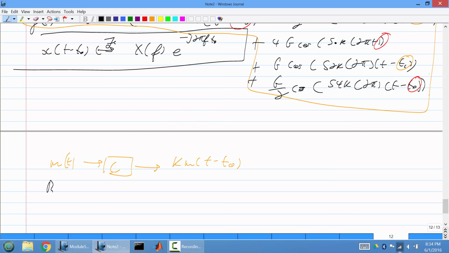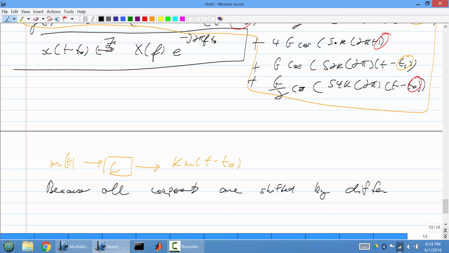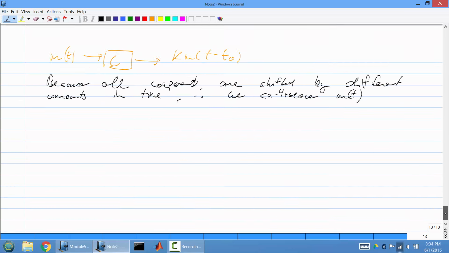So because all components are shifted by different amounts in time, therefore we can't recover m of t.